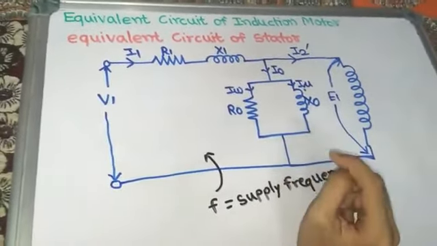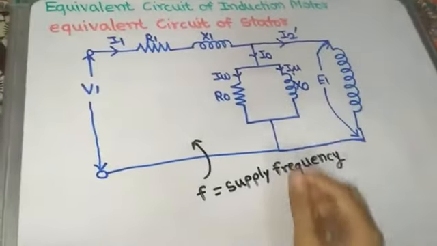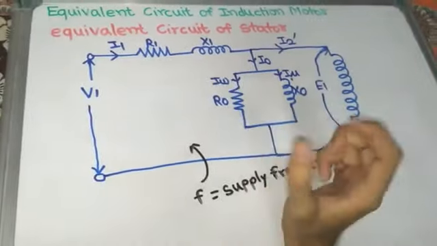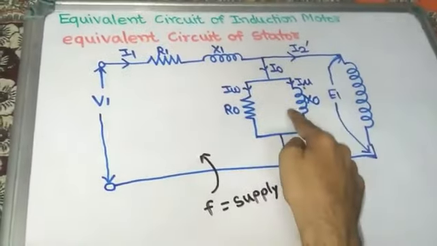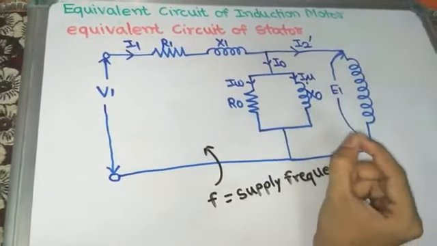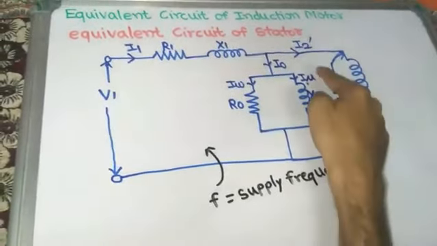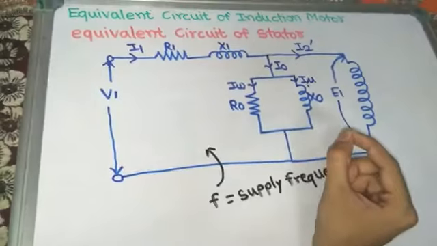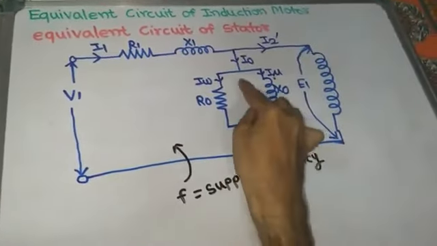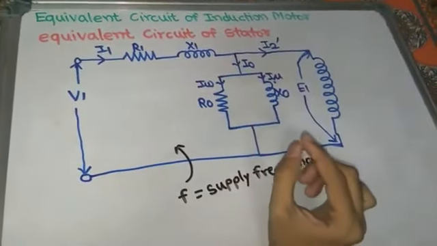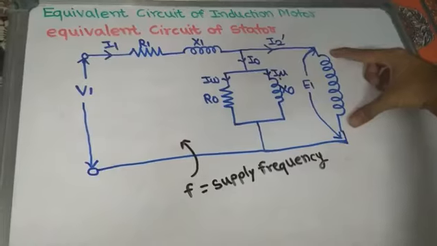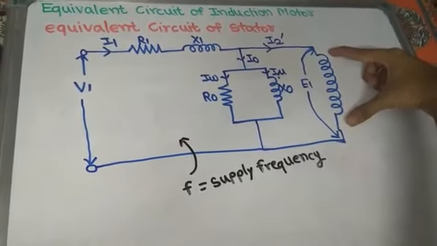And what about X0? X0 is the component used to produce the flux between stator and rotor, meaning in the air gap, and the current flowing through this component is I mu, the magnetizing component of no load current. Due to this magnetizing component of no load current, the flux is produced. And all these currents are per phase. And this is the stator winding of the three-phase induction motor per phase.